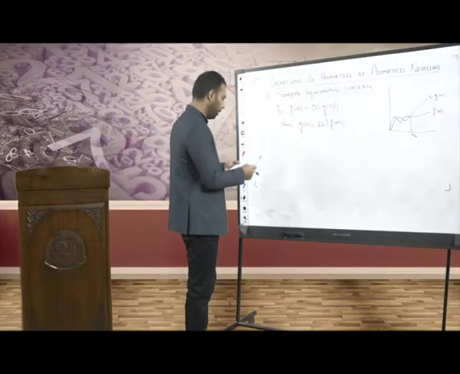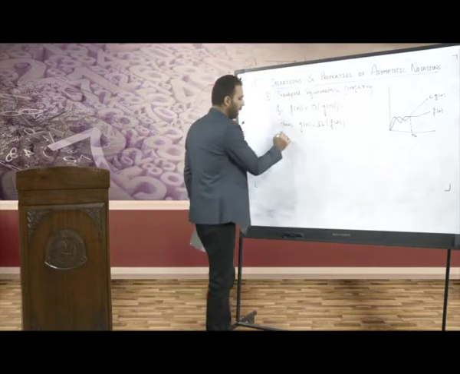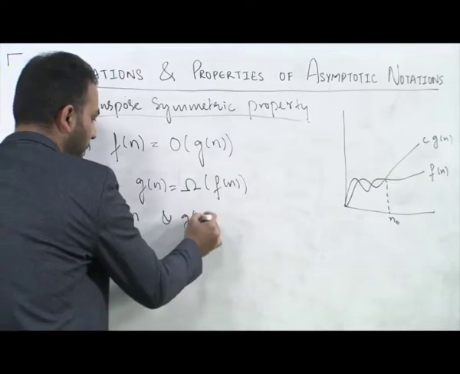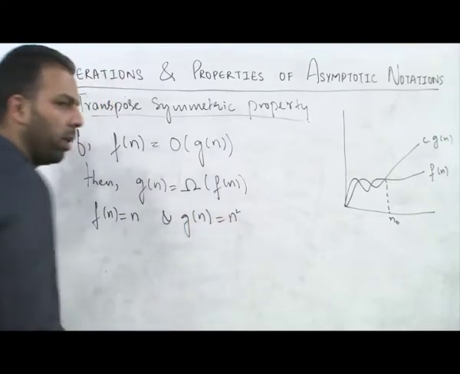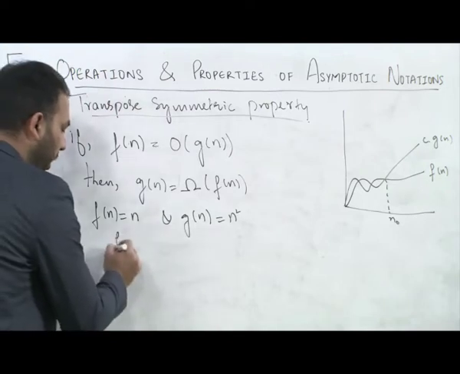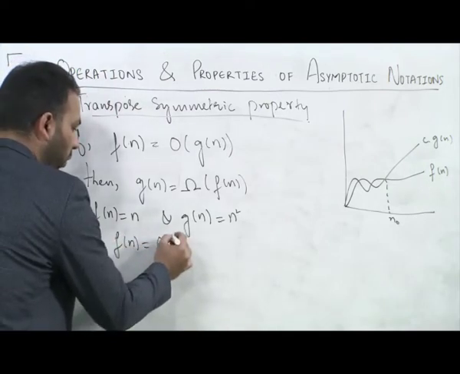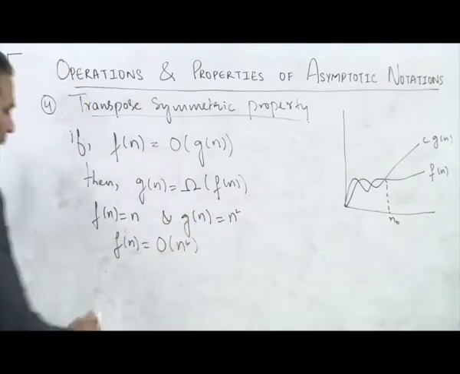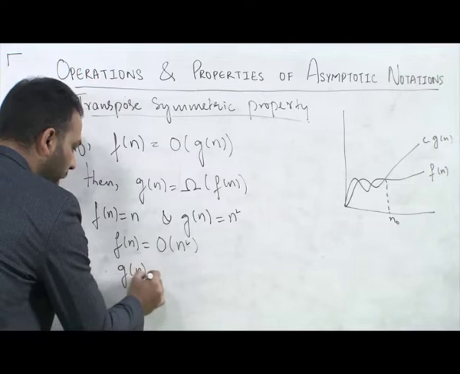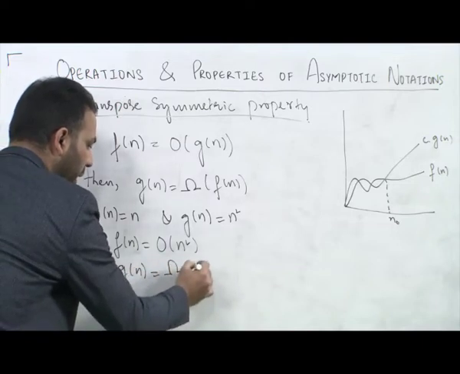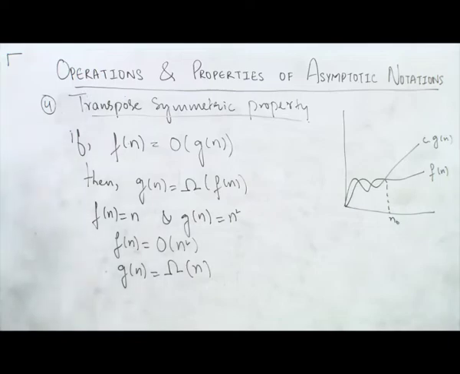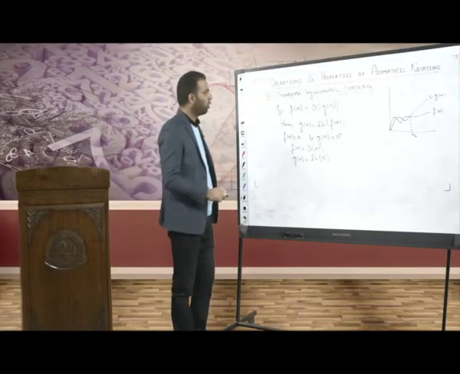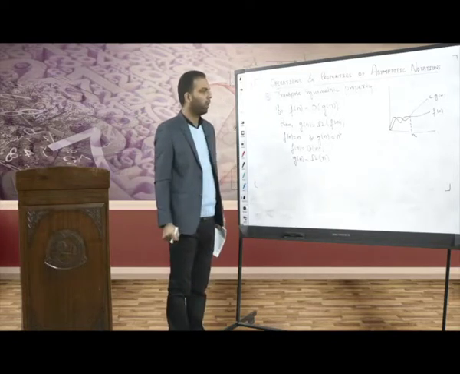So we'll look at it with the help of an example. Say we have f of n which is equal to n, and we have g of n which is equal to n square, fine. So f of n is order of n square, g of n. At the same time, the lower bound for n square will be n. So this is the one property.